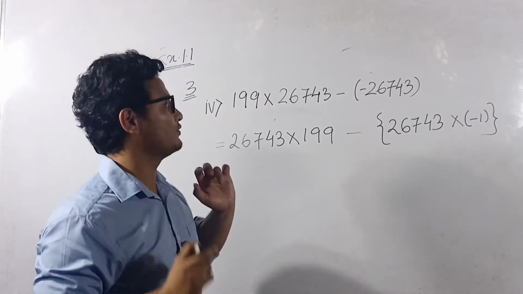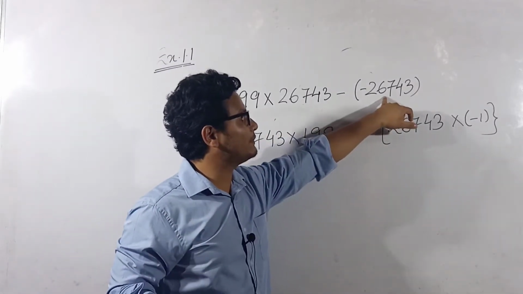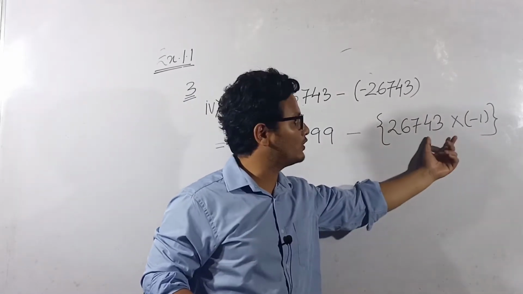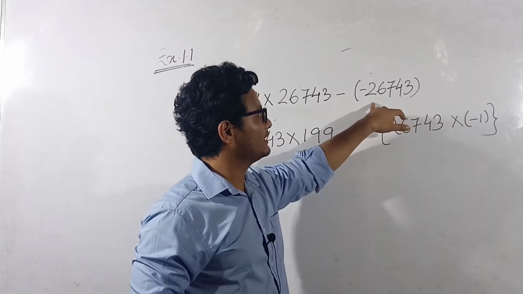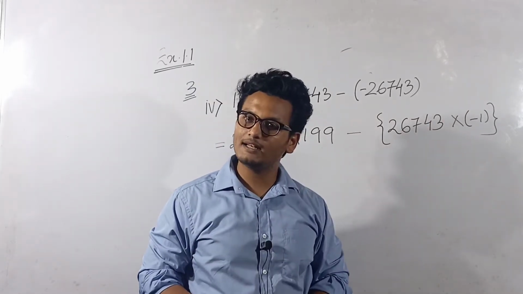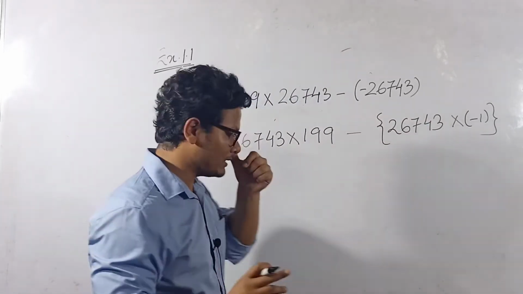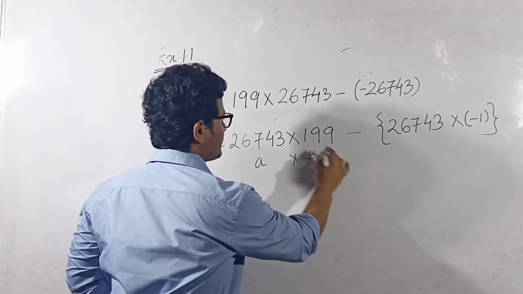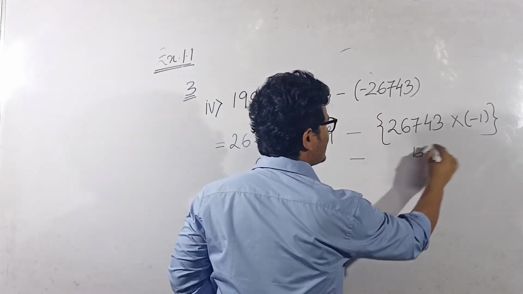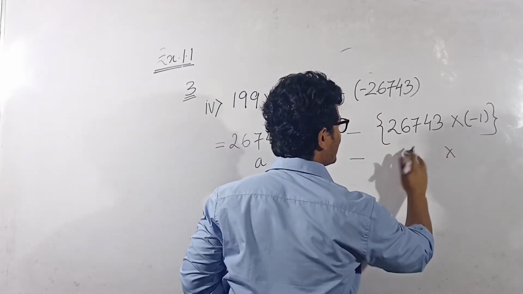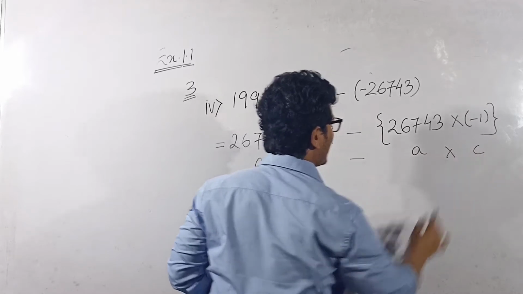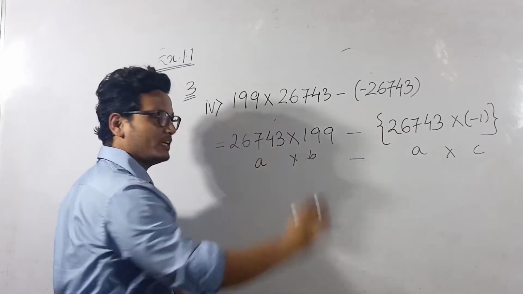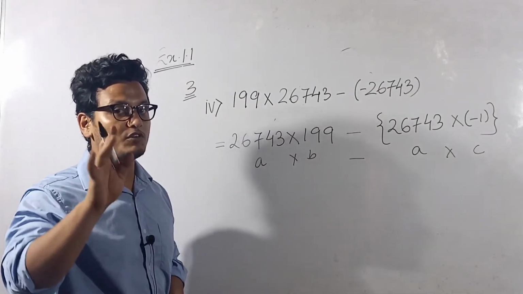It will become negative. Now see, minus 26743 is equal to 26743 into minus 1, because when we multiply these two, the answer will be 26743, right? We can write it like this. Now students see, do we have the format? We have A into B minus, if this is B into C, this is A into C. Have we got the format A into B minus A into C? Now this question has come into the format of distributive property.